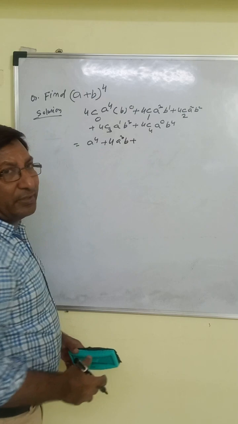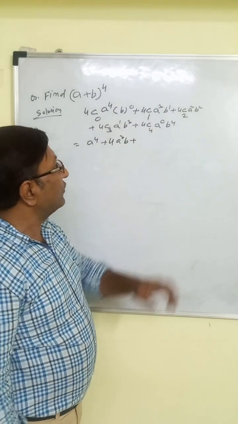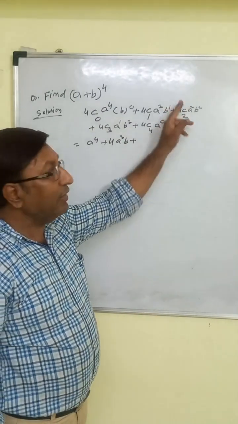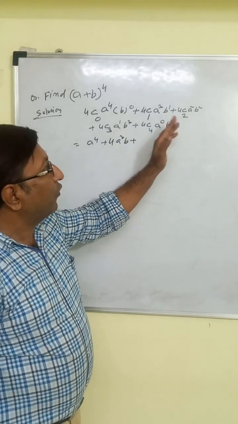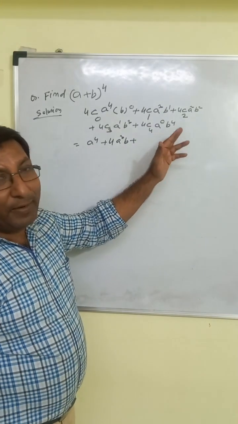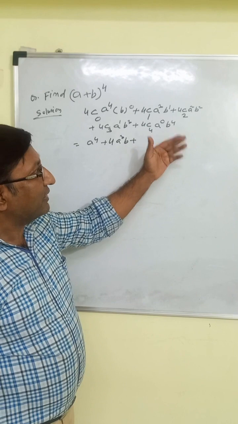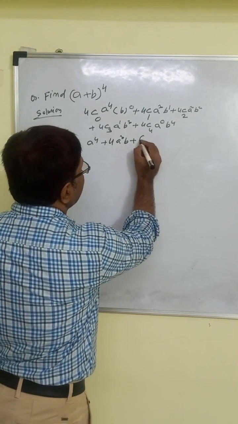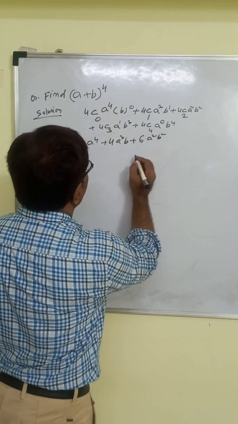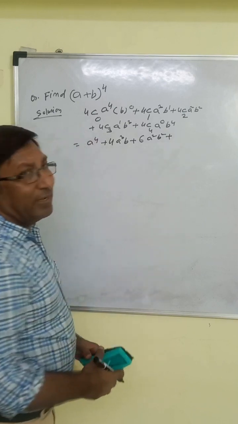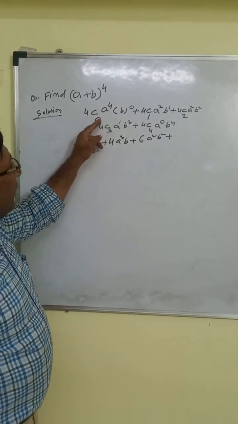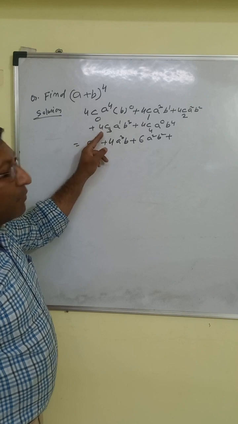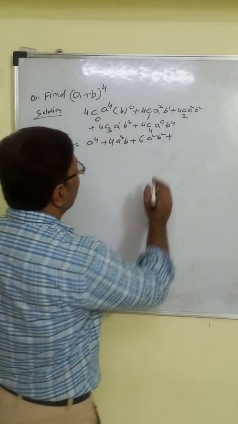Again this is 4C2. When we solve 4C2, the simple technique is 4 factorial over 2 factorial and 2 factorial. So 4 into 3 divided by 2, so we will get 6. So we will get 6a square b square. In the same way here 4C3, so 4 factorial over 3 factorial, 4 minus 3 factorial, you get 4 only.